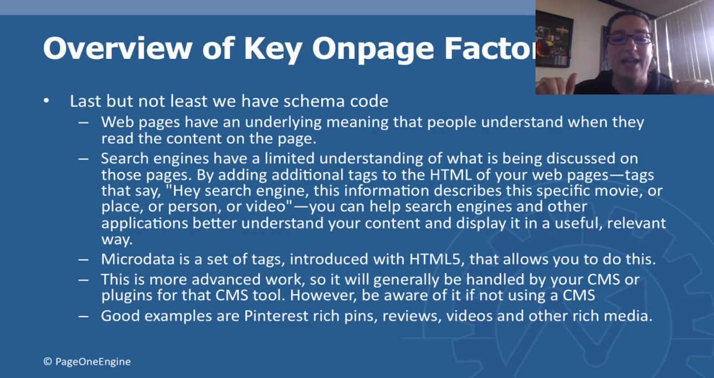Microdata is a set of tags that was introduced with HTML5 that allows you to do this. This is more advanced work, so it'll generally be handled by your content management system or plugins that you choose to use. However, be aware of it if not using a content management system. Good examples are Pinterest rich pins, reviews, videos, and other rich media. Another thing that I like is, for example, recipes. You can literally go in there and put schema code on the back end that talks about these recipes.